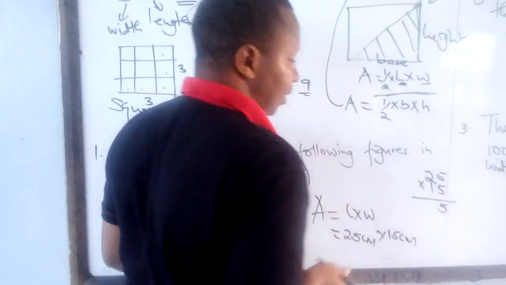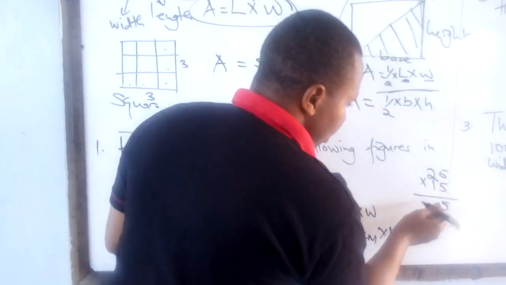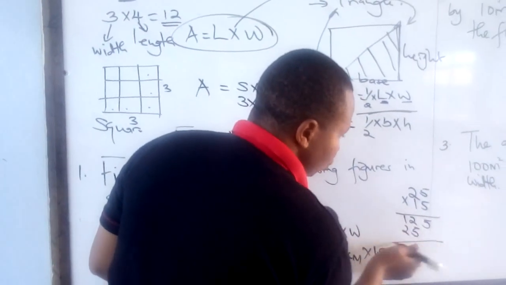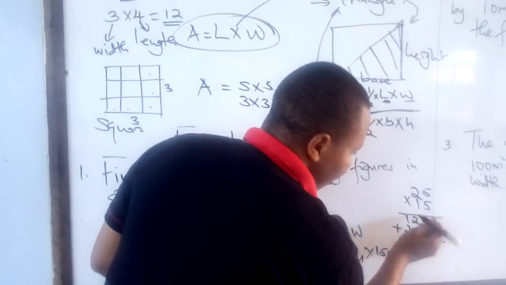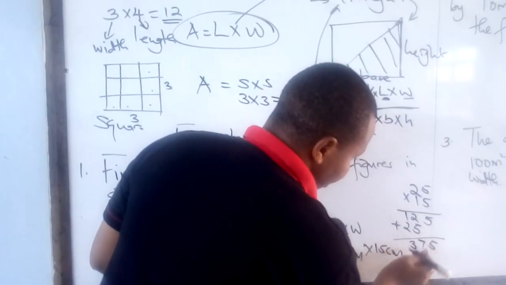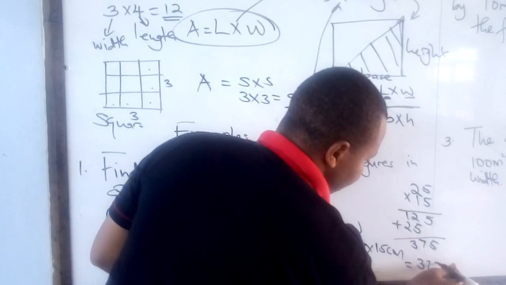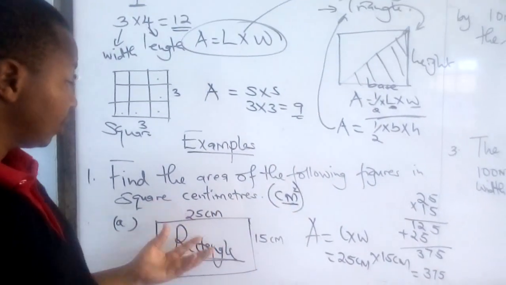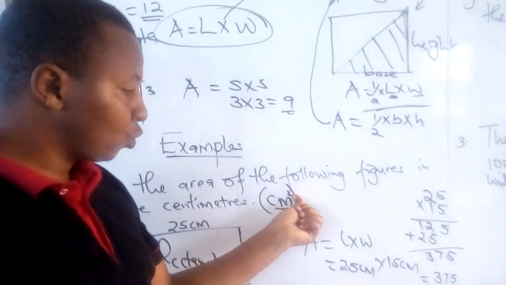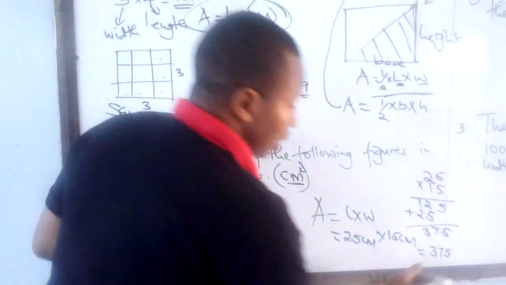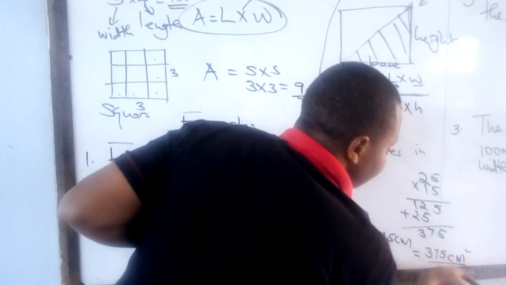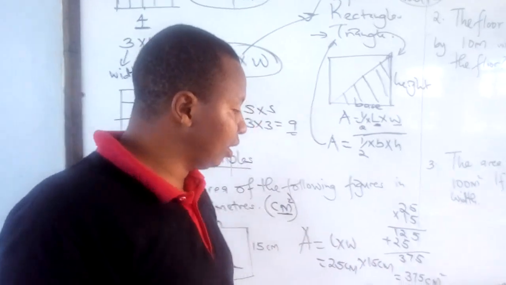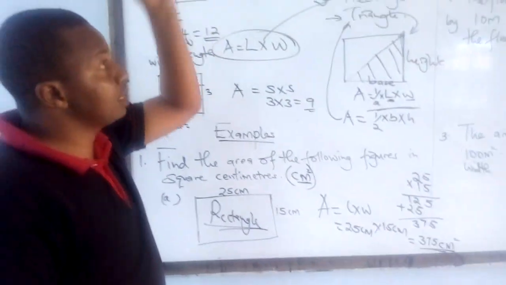This is 25, so you write 5 carry 2. This is 10, 12. This is 5 and 2. Then you add. This is 5, 7, 3. So a total of 375. Don't forget that the unit of area must end with a square. And because you're using centimeters, it will be square centimeters. So the area of this rectangle is 375 square centimeters. Example 2.